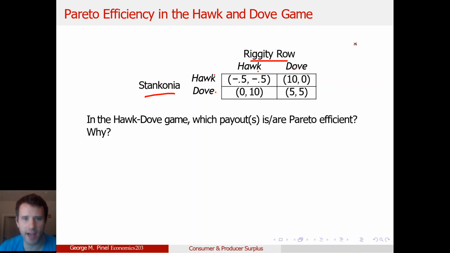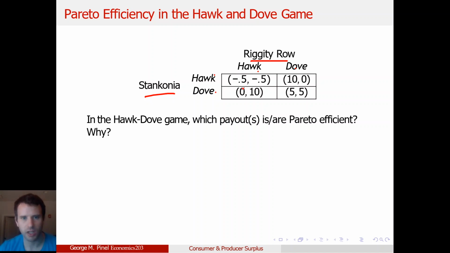So we have 4 different outcomes, and I want to see which outcomes can I make somebody better off without making somebody worse off. If I can successfully make Stankonia better off without harming Riggedy Row, then I can definitively say that an allocation is not Pareto efficient. Okay, so in order for something to be Pareto efficient, I need to take away from Stankonia to give to Riggedy Row, or to make Riggedy Row better, or vice versa.